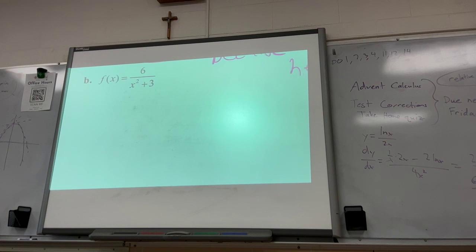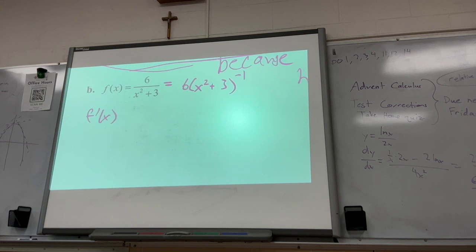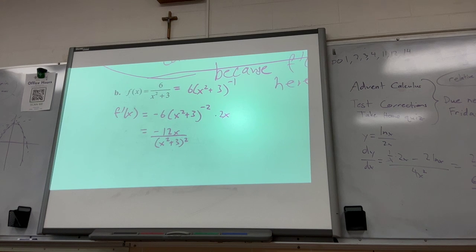Okay, can we do this one? Let's make a sign chart with f double prime. So f of x, I don't like the quotient rule, so I'm going to do a little fancy and rewrite f that way. F prime of x equals, it's just a chain rule. Still just taking derivatives.